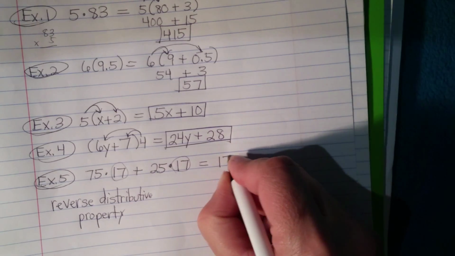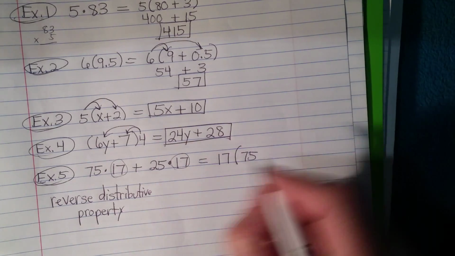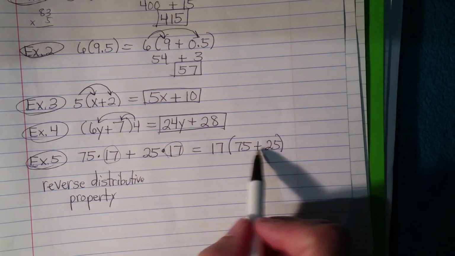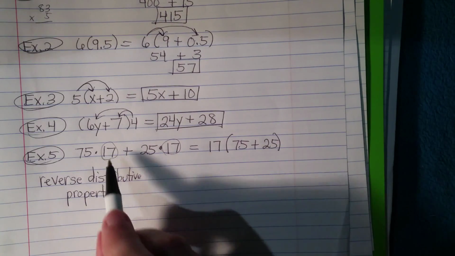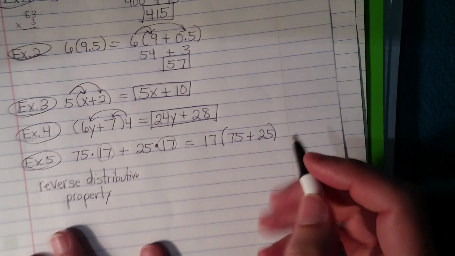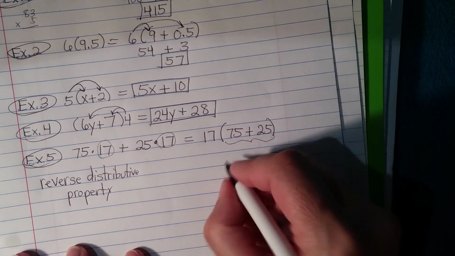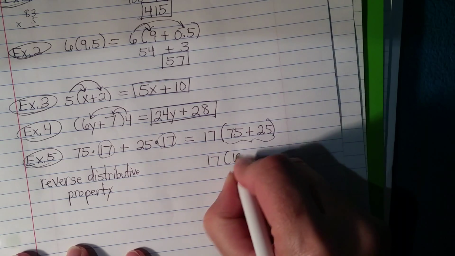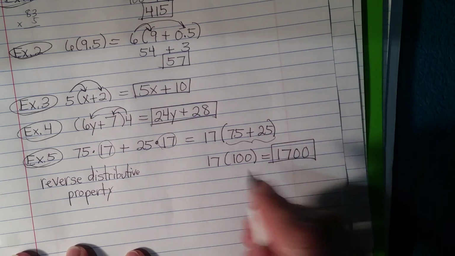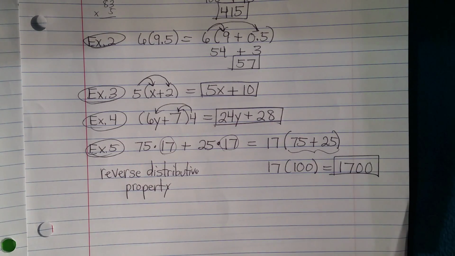So I'm going to put that on the outside of a parenthesis, and then these two must have been on the inside. And there's a plus between them. So now if you check backwards, 17 times 75, I get that, plus 17 times 25, I get that. Now why would you want to do that? Well, because in this case, 75 and 25 makes an easy 100. And I just have 17 times 100, which is 1700. This is a lot easier than multiplying these two pieces out and then adding them.